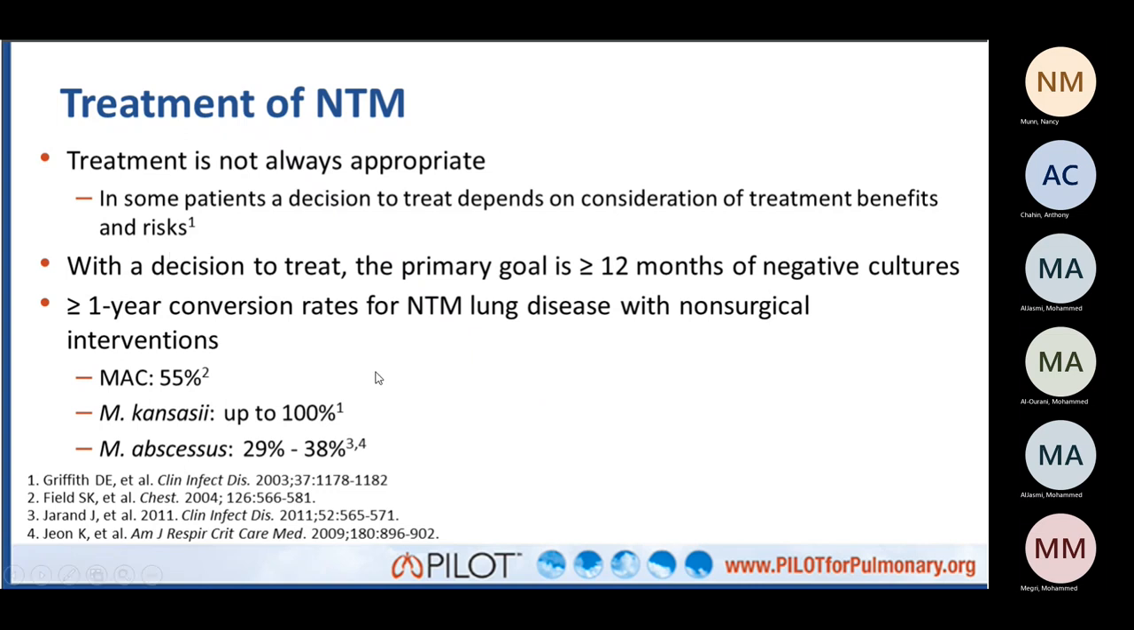It's more aggressive, actually. This is good news. I mean, it doesn't take long to diagnose them, because they're not hiding. The others will hide. The abscessus is the one which is very hard to treat. And you see the rates are very low. MAC, you know, give them Tylenol, and that's it.